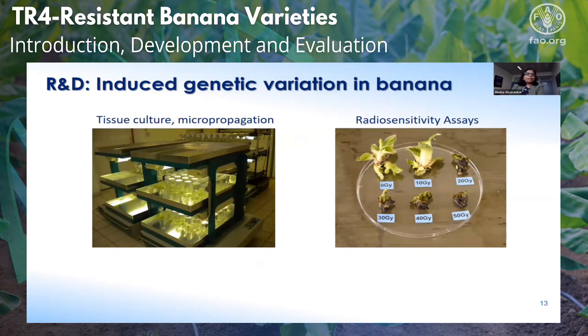And this is just a brief example, pictures to show the tissue culture micropropagation that is happening in the lab. And then the radio sensitivity that we apply to the tissue culture material to identify the most optimal dose that does not cause too deleterious agronomic effects, and that still allows us to screen for traits of importance. And we use the most optimal dose and then go for selection of the trait of importance.